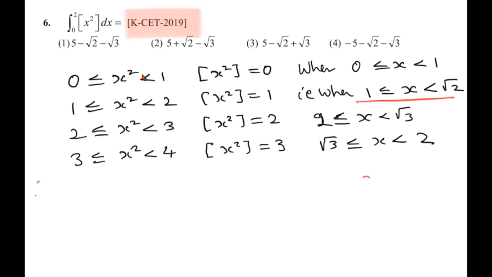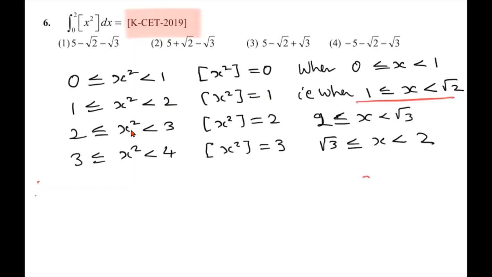So whenever x square lies between 0 and 1, bracket x square is 0. So 0 ≤ x square < 1. So how does x vary? x varies from 0 to root 1, that is 1. When x square lies between 1 and 2, that is 1 ≤ x square < 2, bracket of x square is 1. So x lies between what? Take the square root: 1 ≤ x < root 2.